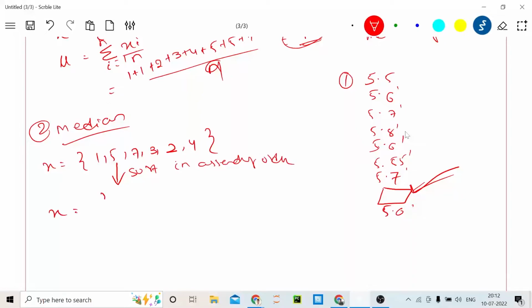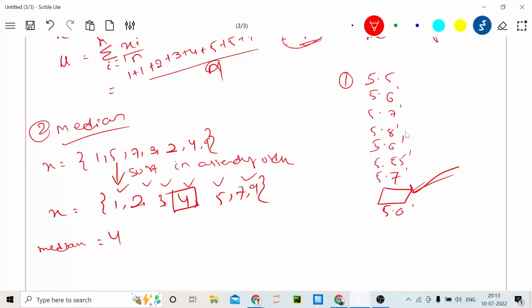That means it comes 1 2 3 4 5 7. Then just take the middle element and tell me that is the median. Which is the middle element? 1 2 3 4 5 6. If there are 7 values present, suppose let's say 9, in this case you may tell me the median is 4.